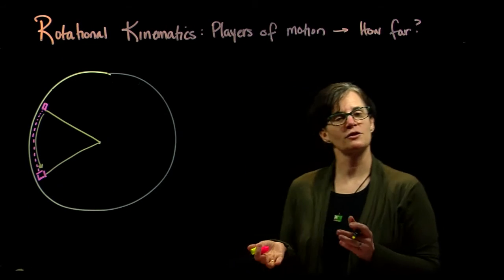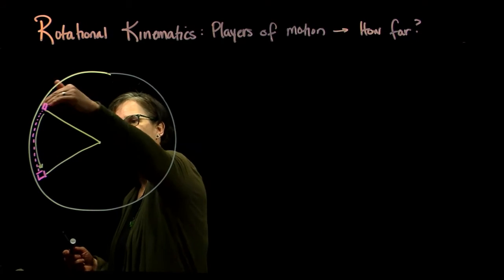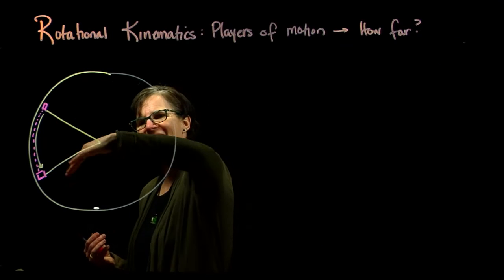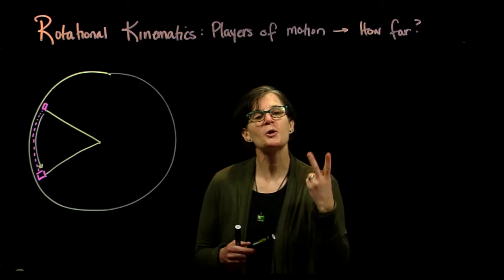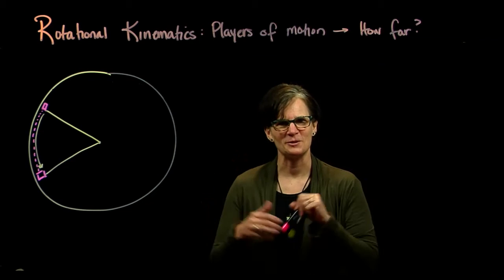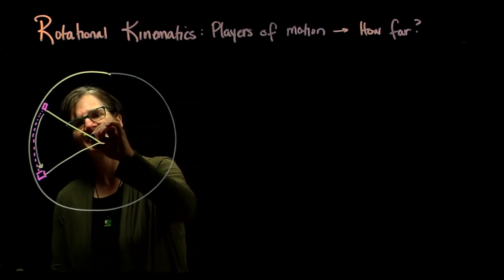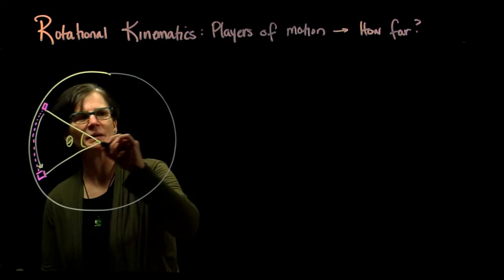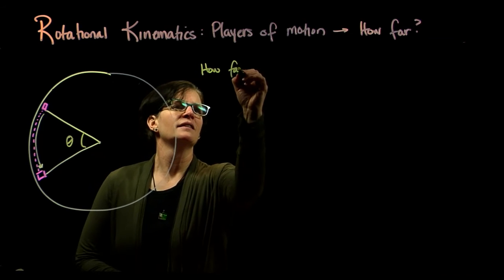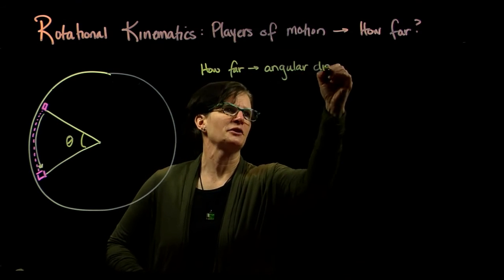Now there are two ways I can describe this rotation. I can say it traveled this distance along this arc, and I can also say it traveled through this angle that it displaced. So there are two ways to think about how far the object travels, and we're going to elucidate those independently. The first is what we call the angular displacement.